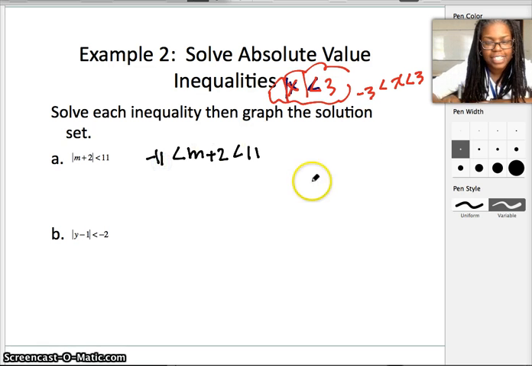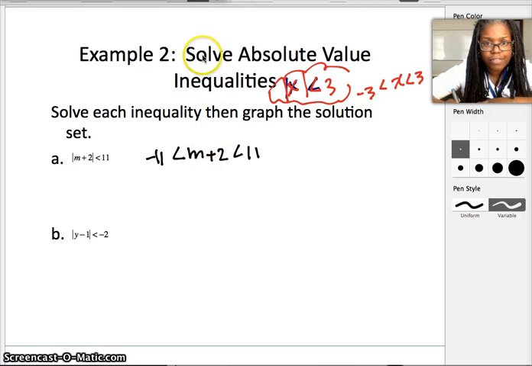I'm going to just sit here for a moment and kind of over talk this again. Do you guys remember when we said the absolute value of x was less than 3? We knew that meant this thing was between negative 3 and 3. Similarly, the absolute value of m plus 2 is less than 11 means that the answer to this is between negative 11 and positive 11. So with that in mind, I'm just going to solve this compound inequality as I have here.